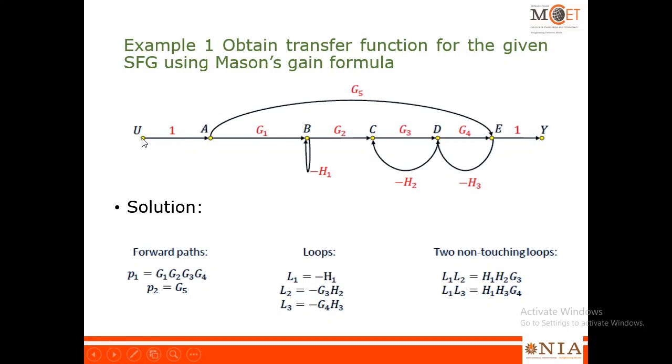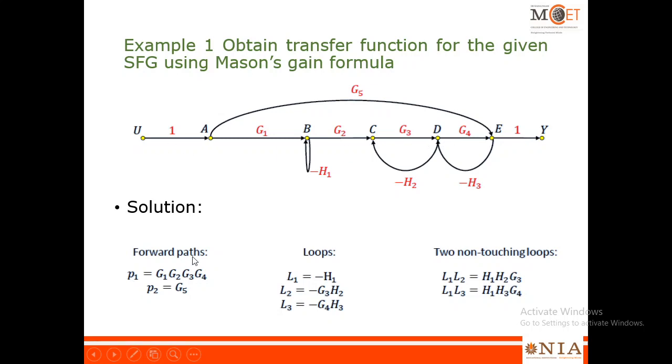It should start from the input and it should reach the output. Which path reaches that way? This is one path. So the gain of this path P1 will be 1 into G1 into G3 into G4 into 1. This is path 1, P1.